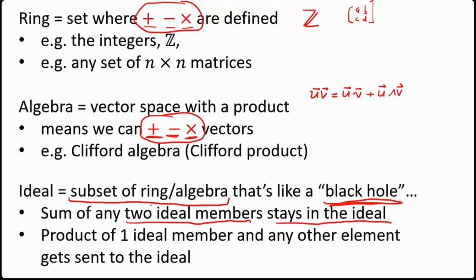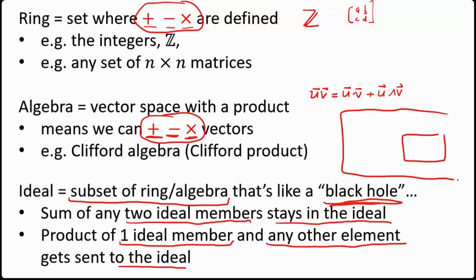And then the other definition is the product of an ideal member and any other member that is not in the ideal will send you into the ideal. So I have examples coming later, but just like if this is our algebra and this is our ideal, if we take this and multiply it with this, what's going to happen? We just get sucked back into the ideal. So I know that sounds really abstract, like what does this even mean? So I'll give some examples.